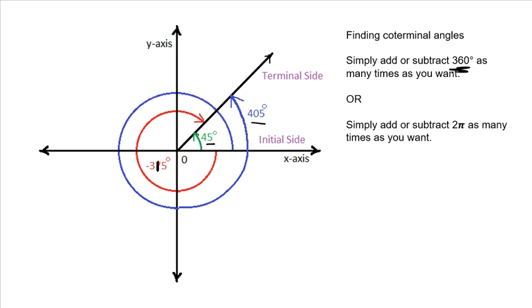You could just keep adding 360, adding 360, adding 360, or subtracting 360, and you would continually come up with different angles that have the same terminal side. Now, if you're in radians, you would add or subtract 2 pi, because remember, a full circle in radians is 2 pi. So if you're in radians, just keep adding and adding, or subtracting and subtracting 2 pi, and you would keep coming up with more coterminal angles.